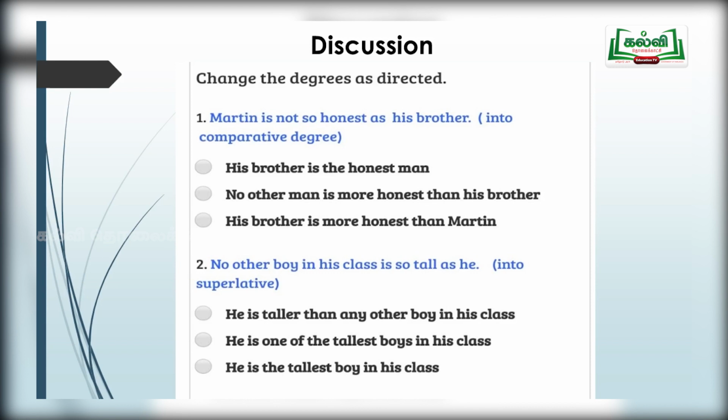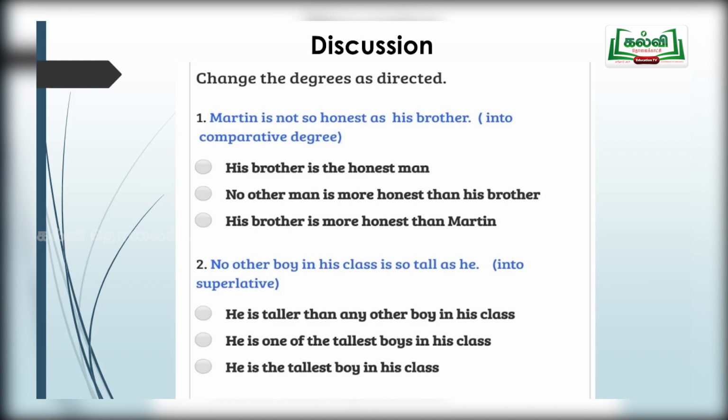When the question is in positive degree, in rule 3, it should not have superlative degree. So which option will you take, my dear students? The option is C, the last one: His brother is more honest than Martin, isn't it? If you take the first answer, it is rule 1. If you refer to the second answer, it is rule 1, positive degree. The remaining is the third one. I am just comparing the answers.